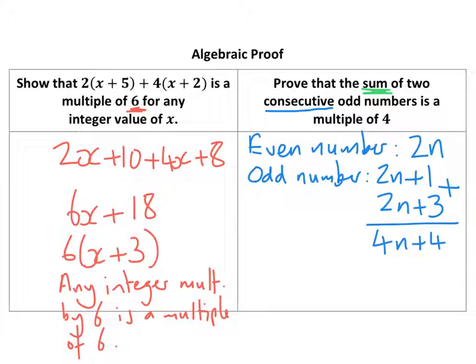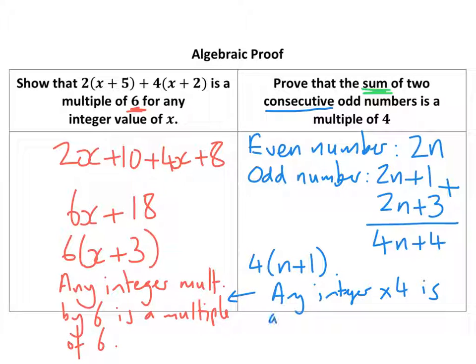And that can be factorised to give this. Then we're going to write a similar sentence to the one we did here: any integer, and you have to write this, multiplied by 4 is a multiple of 4. I'm being a bit lazy there, but only because I'm running out of room.